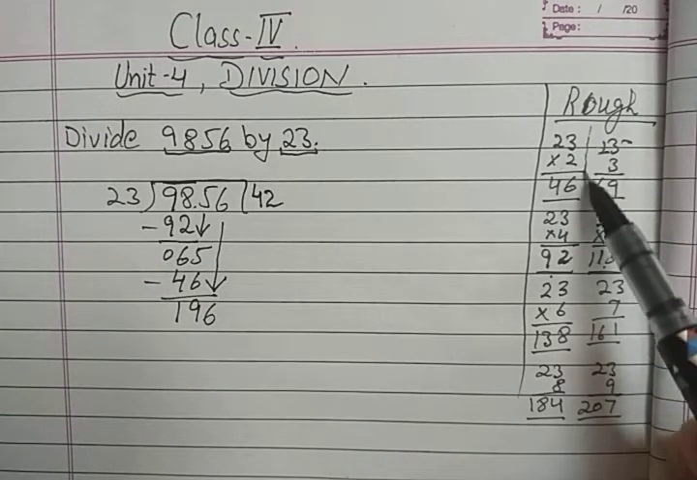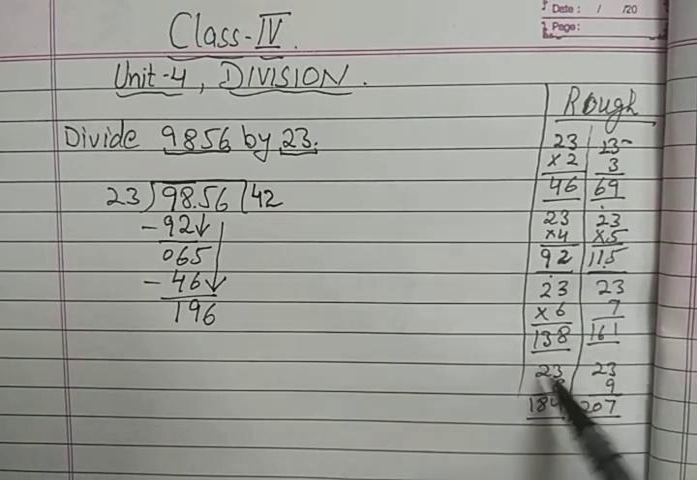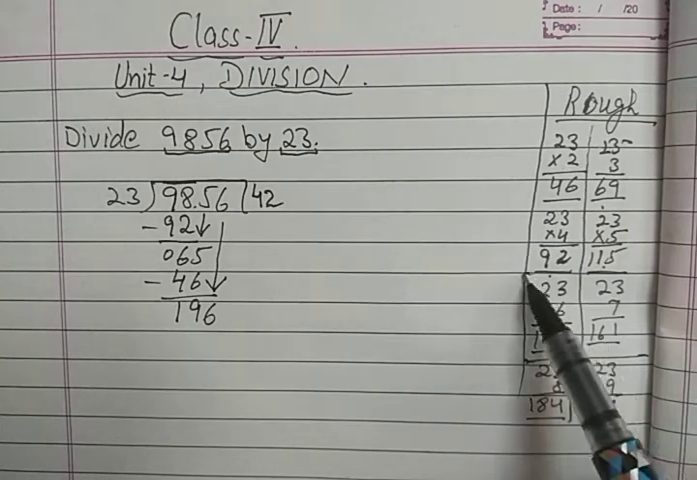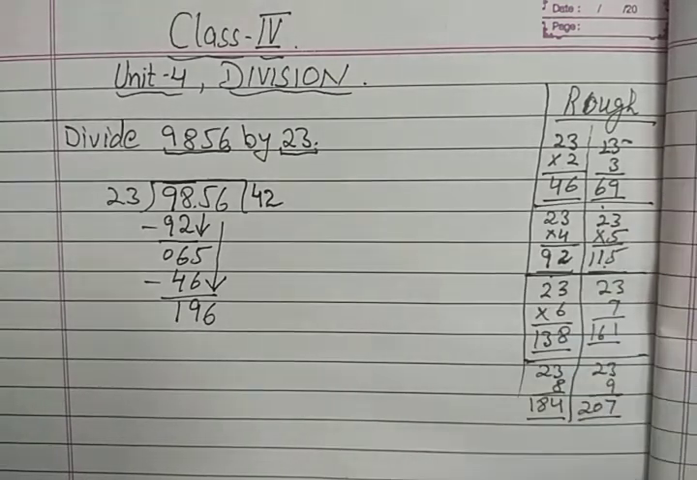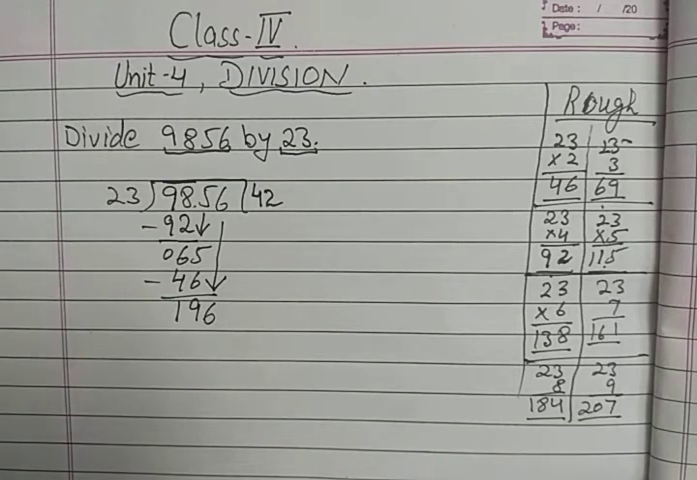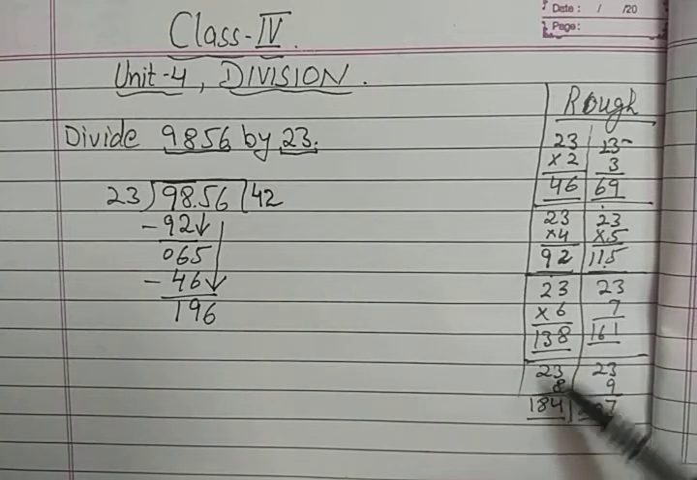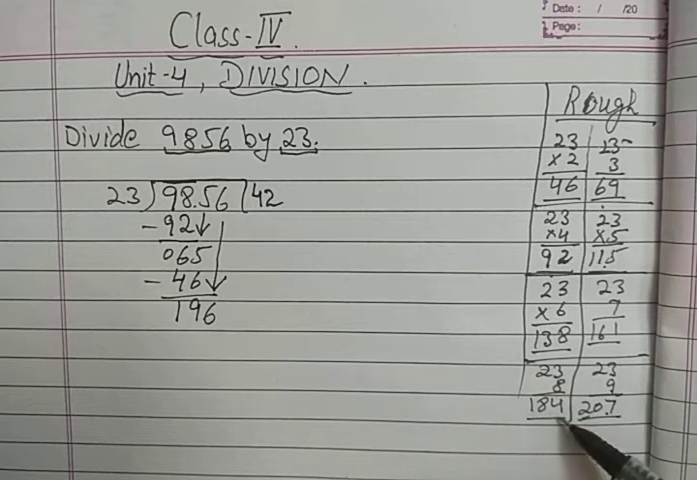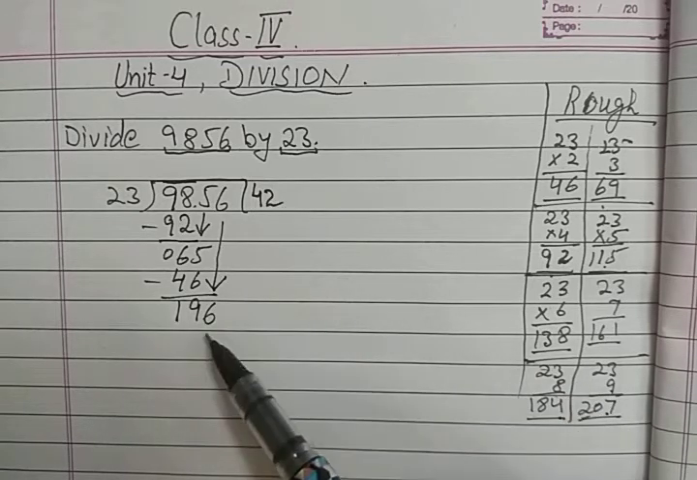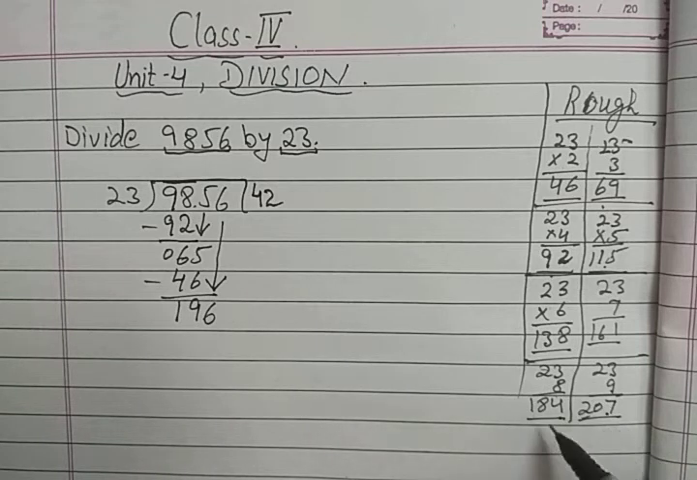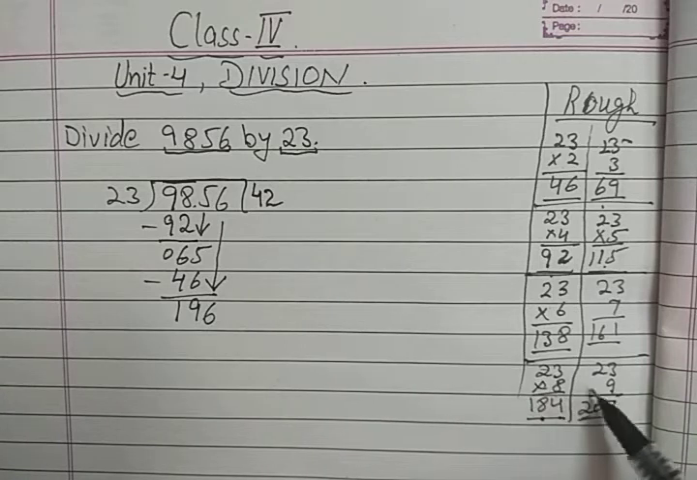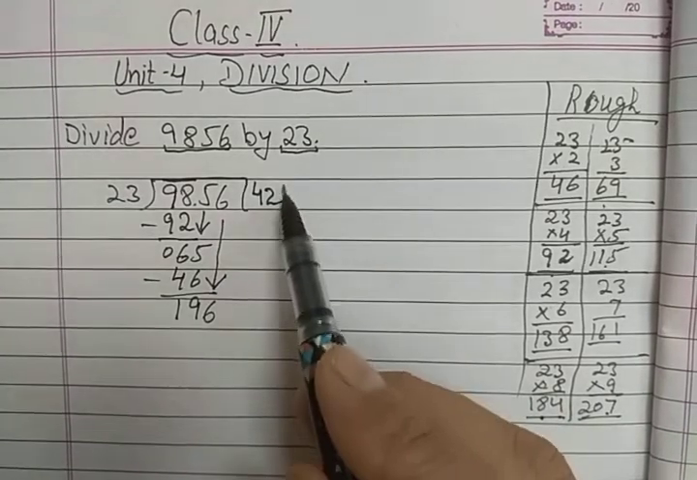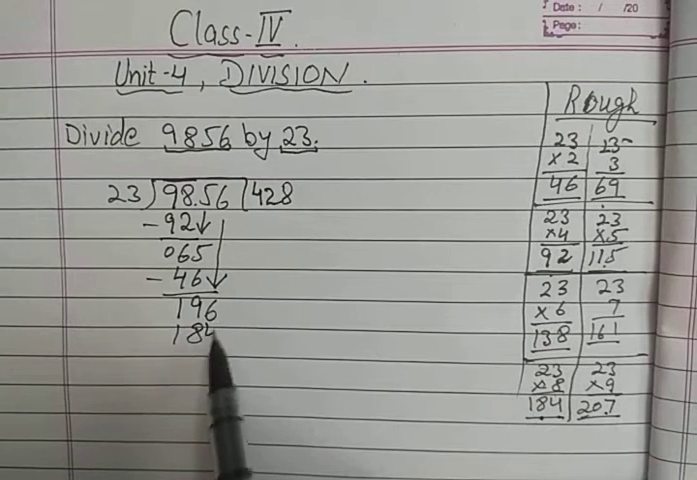So here we have already made it. Now we can easily do the division when we know the table. Now here we have to recite the table of 23 till 196. Now see here, 23 nines are 207, which is greater, and 23 eights are 184, that is smaller than 196. So which number will we take? We will take 184. So 23 eights are 184.